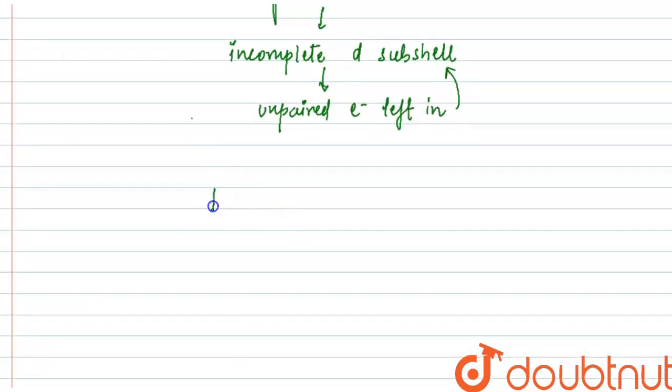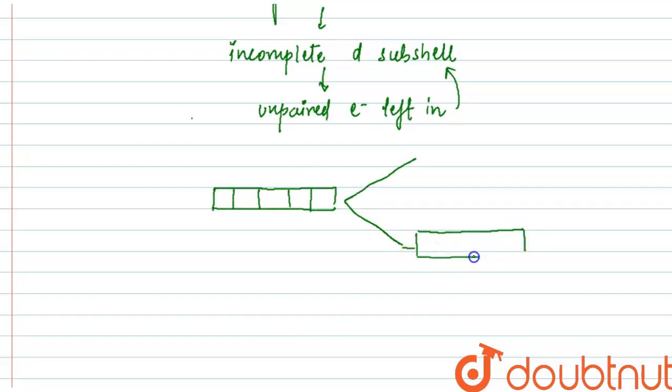Whenever a d subshell is attacked by a ligand, like water, it splits, according to crystal field splitting theory, into 2 energy levels. We have a lower energy level and then we have a higher one. The lower one is called T2g and the higher one is Eg.